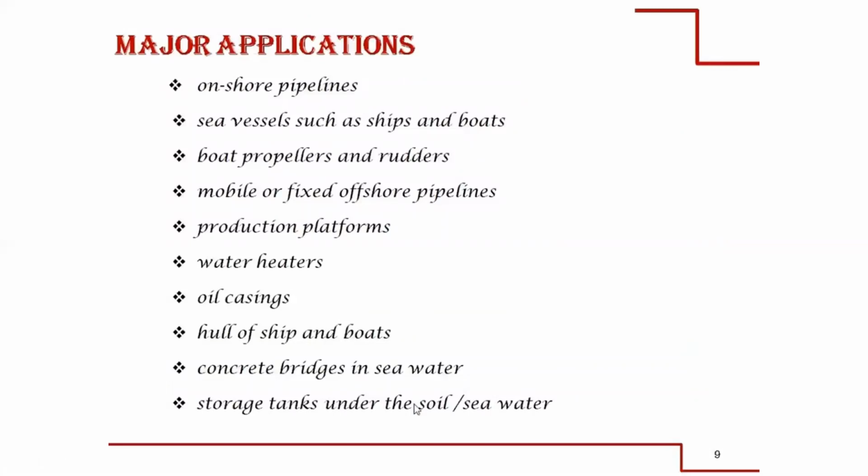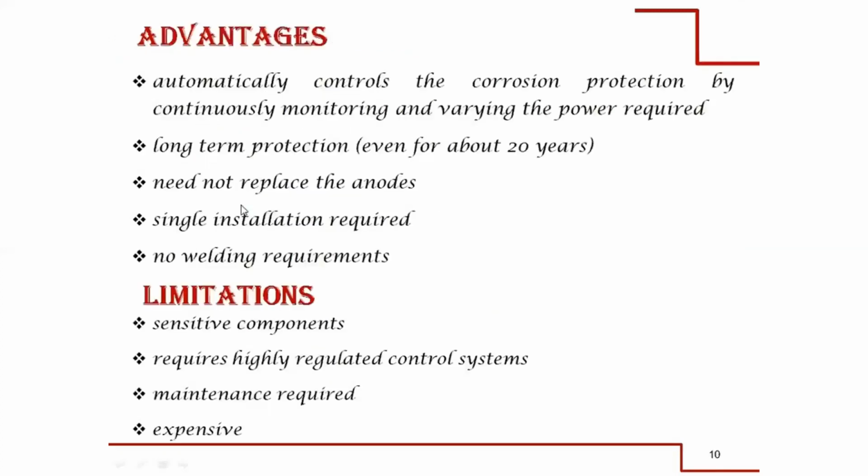What are the applications of this impressed current method? It is used in onshore pipelines, sea vessels such as ships, boats, boat propellers, ship propellers and rudders, mobile or fixed offshore pipelines, production platforms, water heaters, oil casings, hulls of ships and boats, concrete bridges in seawater, and storage tanks under soil or seawater. These are the main applications.